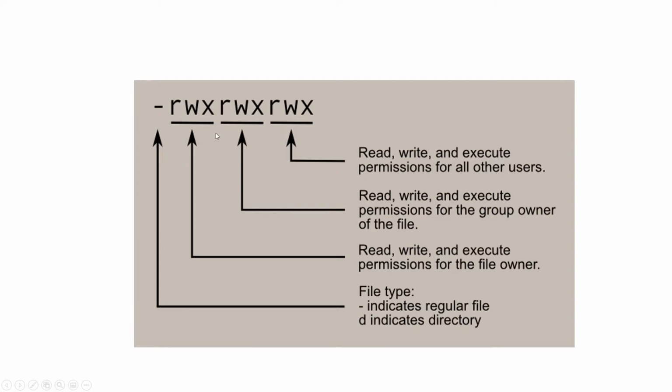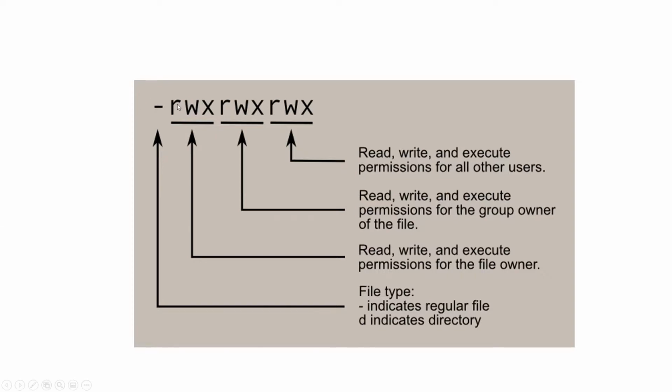So now that we have that out of the way, let's talk about what these letters mean. As I stated, this gets broken out into 3 groups of 3. The first 3 represent the permissions for the owner of the file. The next 3 represent the permissions for the group, and the last 3 represent the permissions for everyone else. And each one of those entries has 3 letters, RWX.